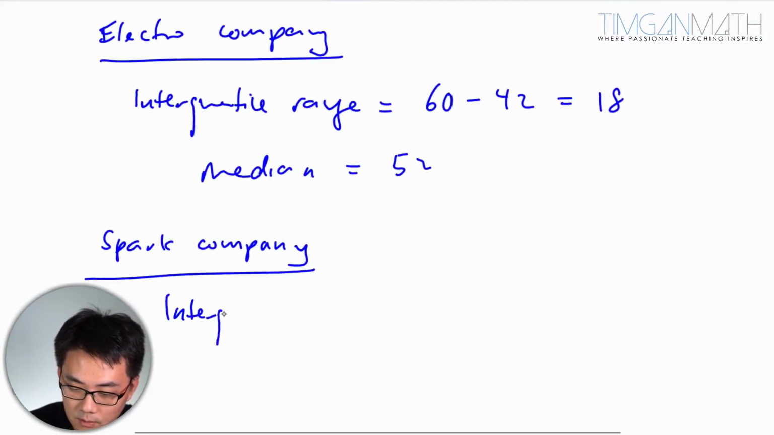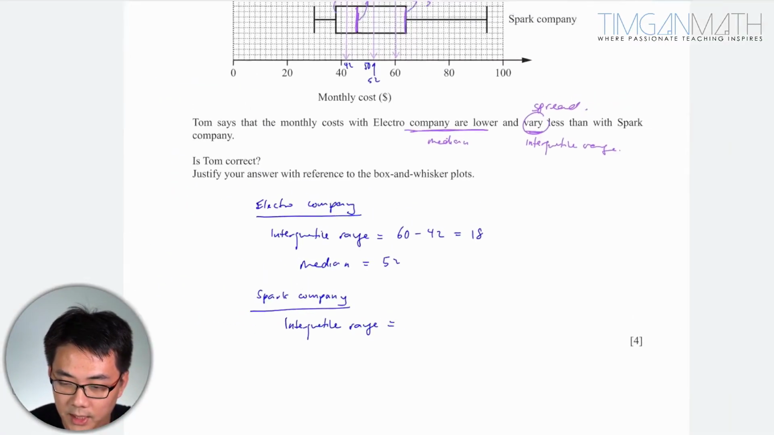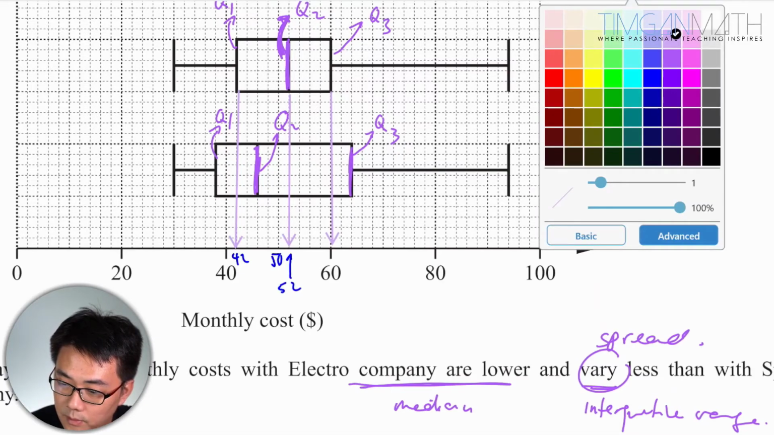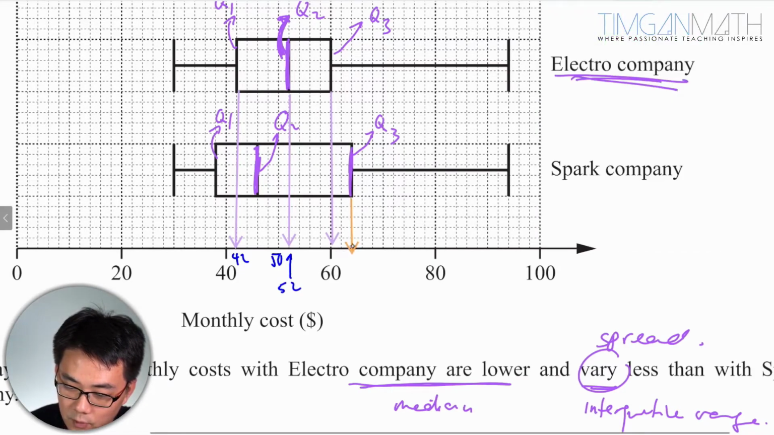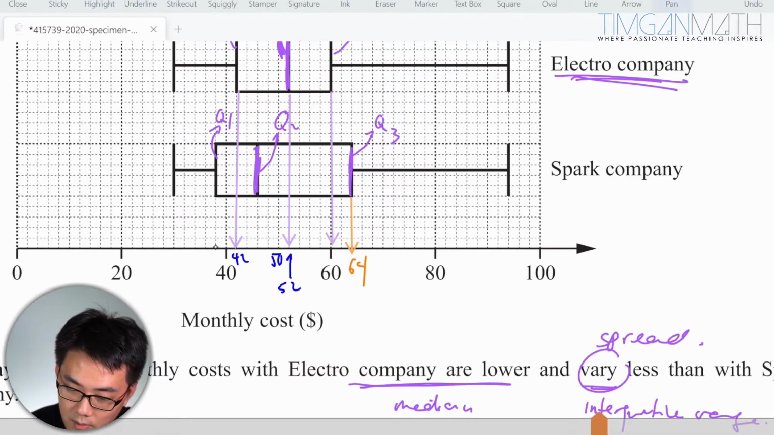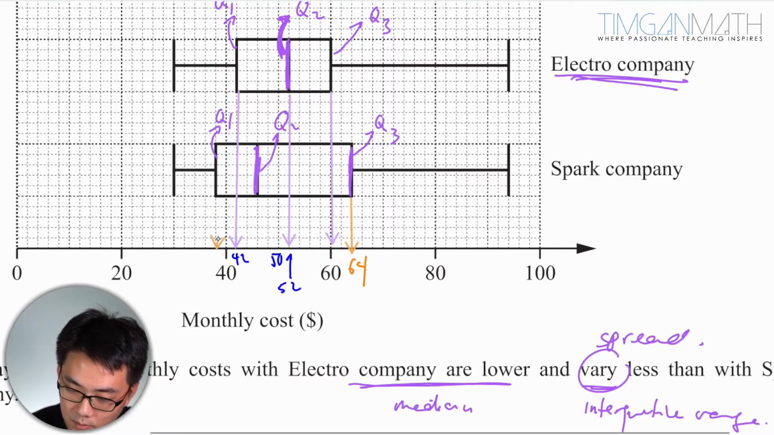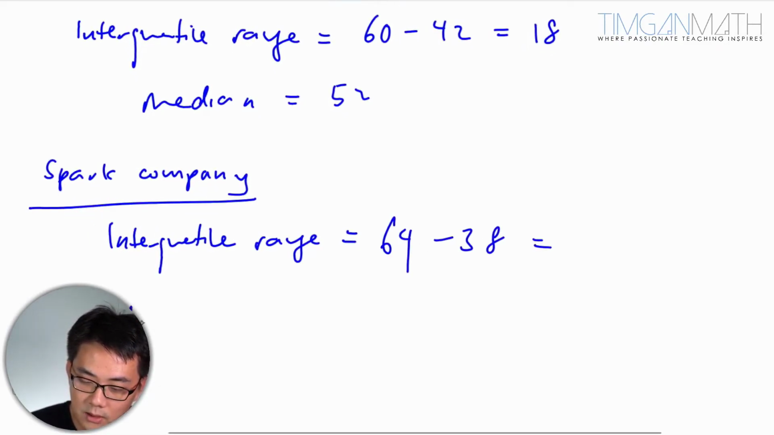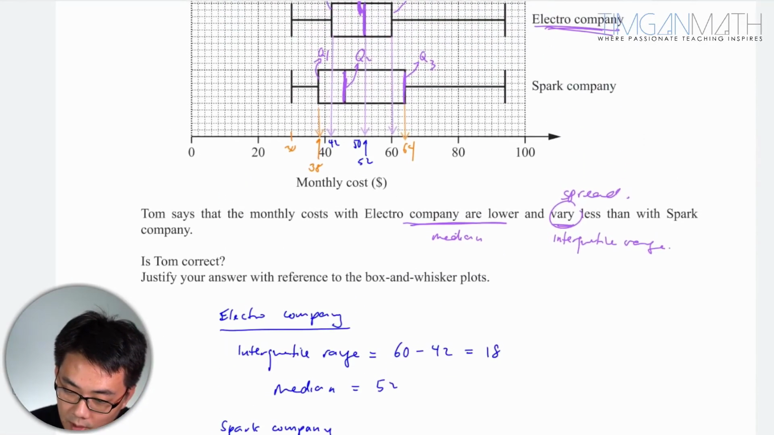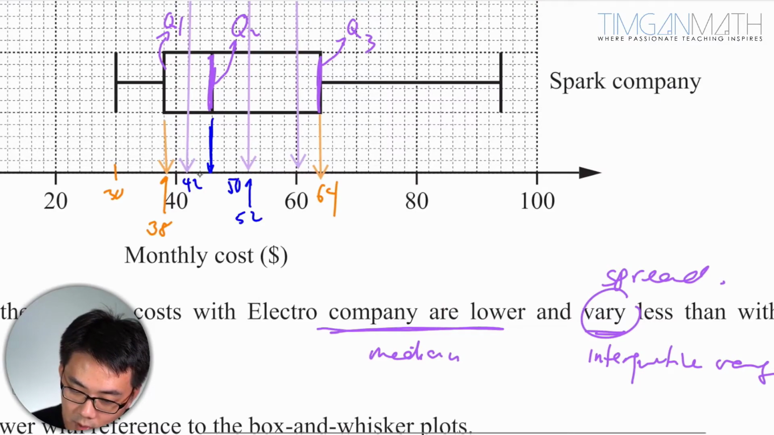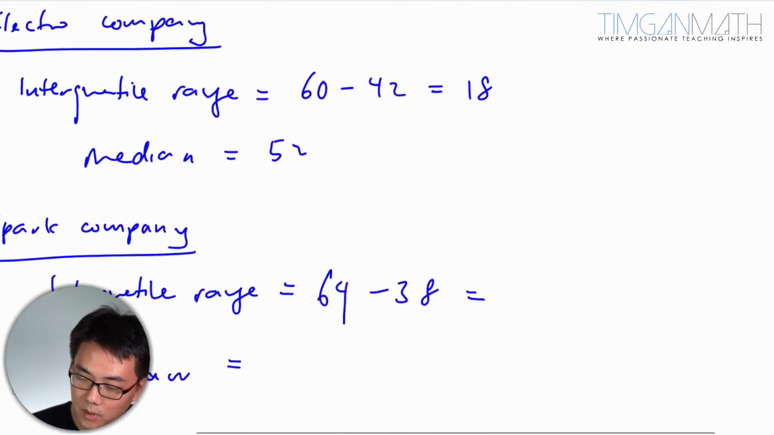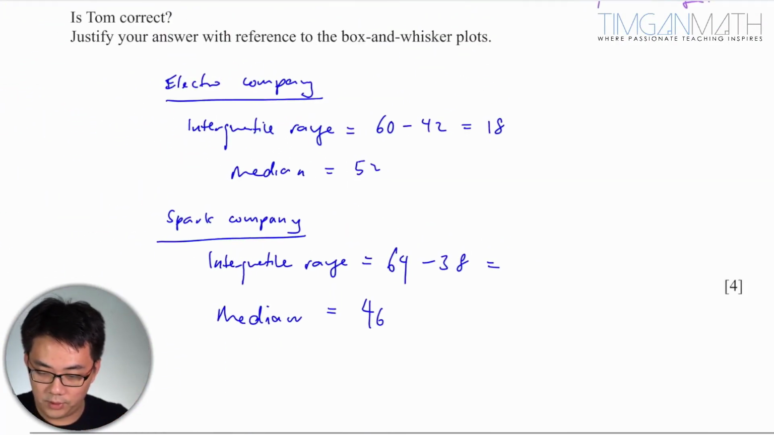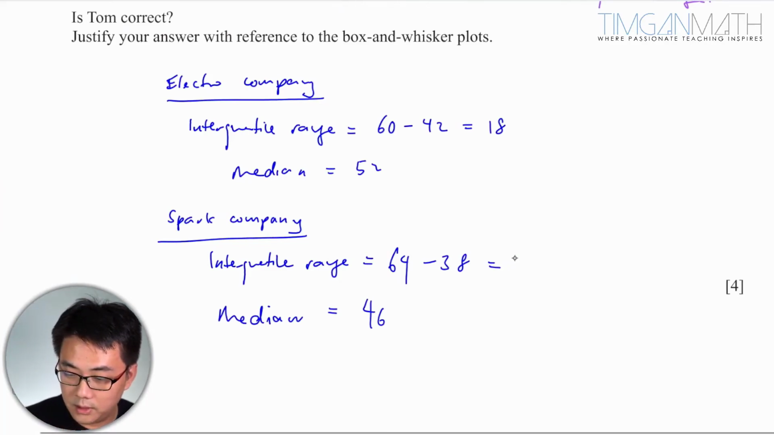the interquartile range would be, let me just draw it down. This is 62, 4, 6, 8, 10, so 64. And this would be here. This is 30. This is 38. Okay, so 64 minus 38. And the median would then be very quickly here, 42, 4, 46. Okay, 46. The interquartile range should be 64 minus 38, 26. Okay, there you go.